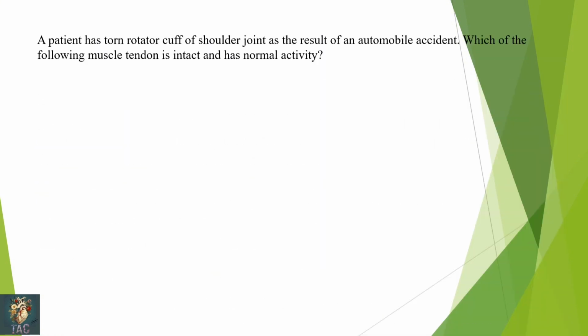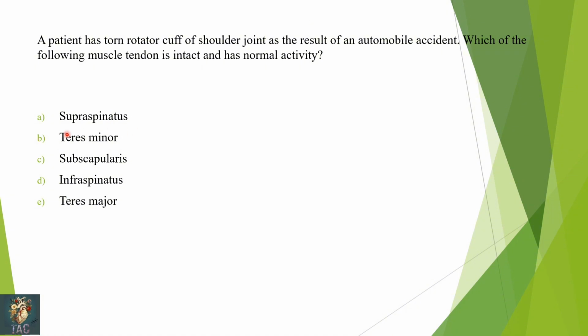A patient has a torn rotator cuff of the shoulder joint as a result of an automobile accident. Which of the following muscle tendons is intact and has a normal activity? The supraspinatus, teres minor, subscapularis, infraspinatus, and teres major. So we all know that the teres major is not included in the rotator cuff, so it will be spared and it will be normal.